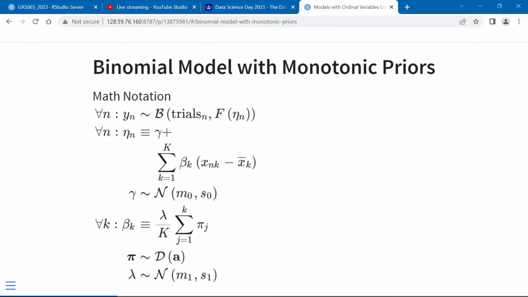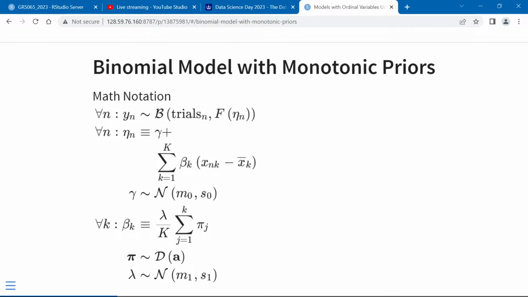This sum is going to be some number between 0 and 1, the cumulative sum of the pi's here. And then we're scaling it up by lambda, which is sort of like the overall magnitude control. And then we're dividing by K so that it can use the same construct no matter how many categories we have. And so lambda is kind of like the average increment in beta compared to the previous beta, if you work it out that way.